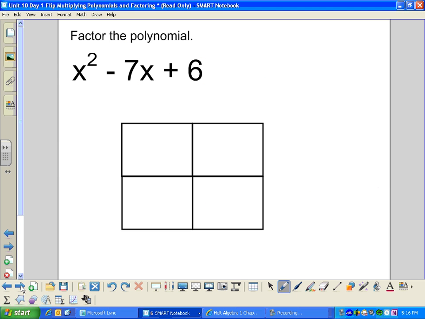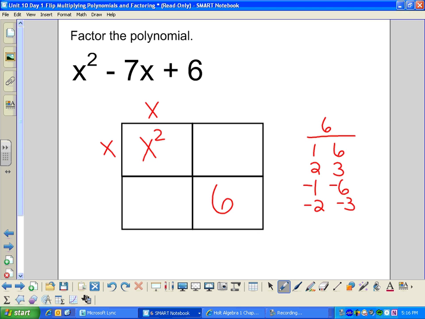Okay, let's factor this polynomial. X squared is here, a 6 is here. There'll be an x here, there'll be an x here. Looking for two numbers that multiply together to give me 6. I add them to give me negative 7. Okay. So my choices are 1 and 6, 2 and 3, negative 1 and negative 6, and negative 2 and negative 3.